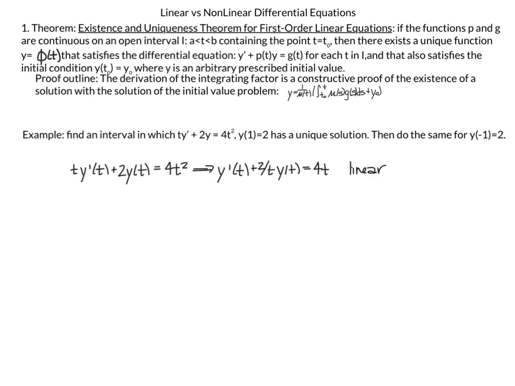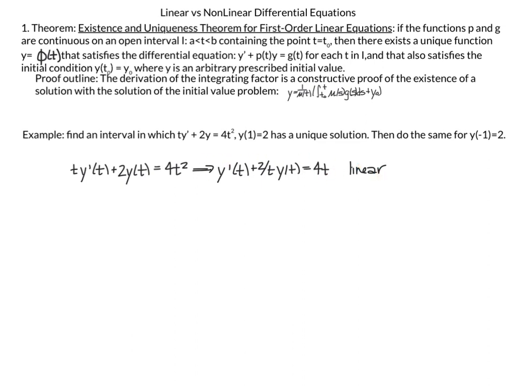I started by rewriting. I often like to write y as a function of t, just so that I can keep that in mind. So t times y prime of t plus 2y of t is equal to 4t squared. And then I want to get this into this form here, the y prime plus p of t y equals g of t, into this linear form. And I can do that by dividing the whole equation by t. And I'm left with y prime of t plus 2 over t, y of t equals 4t, which is linear.